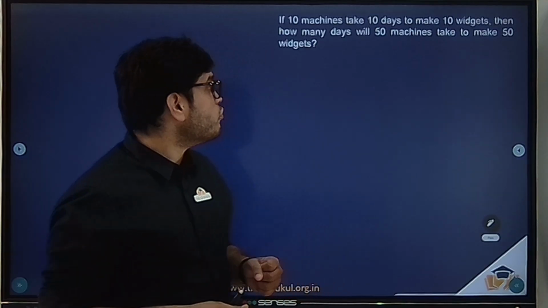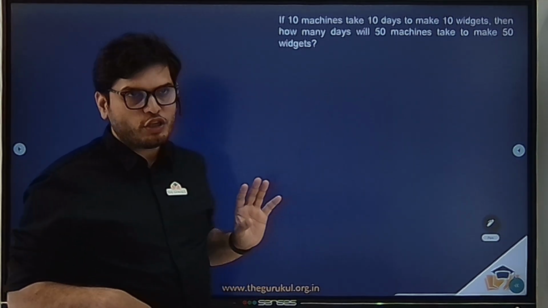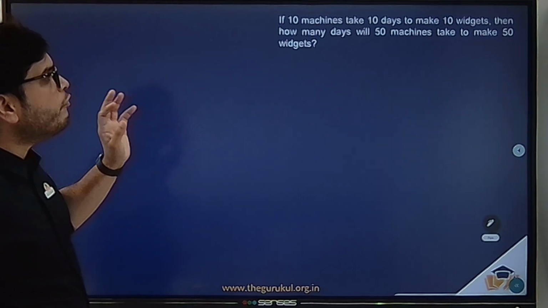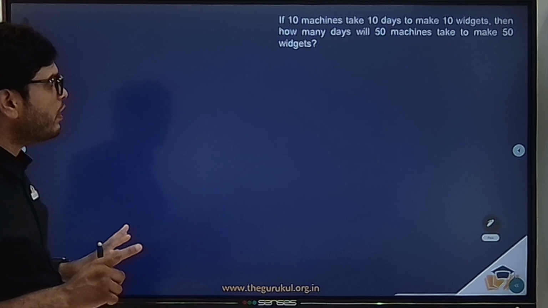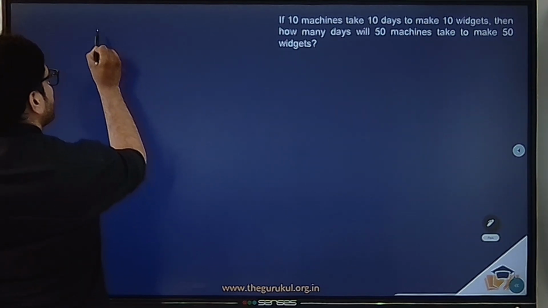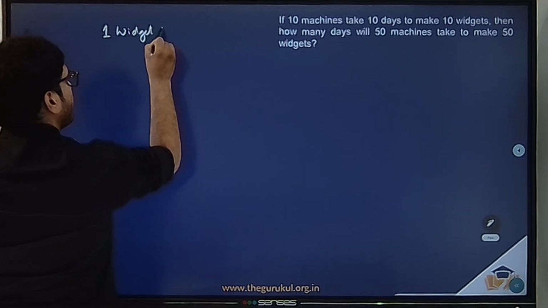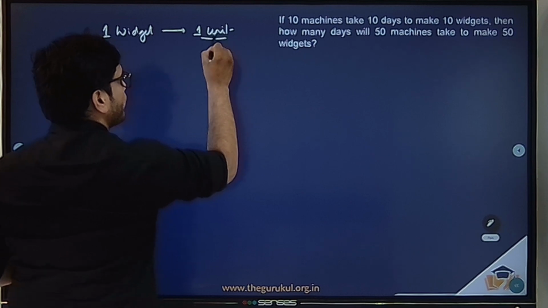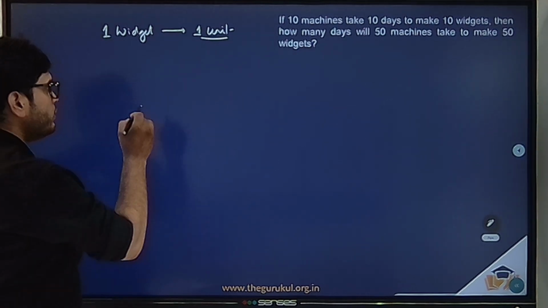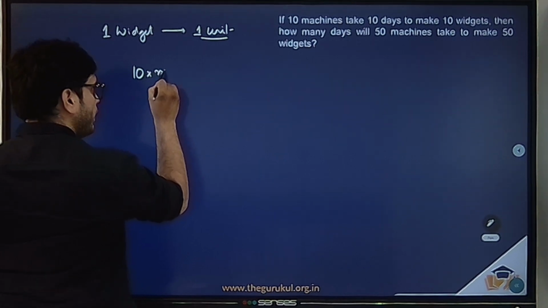Now coming to the second question. 10 machines take 10 days to make 10 widgets. Then how many days will 50 machines take to make 50 widgets? Right. Now let me consider that to make one widget, you need 1 unit of work to be done. Right. So 10 machines. Now let the efficiency of each machine be m.